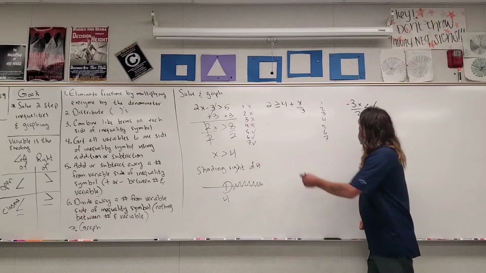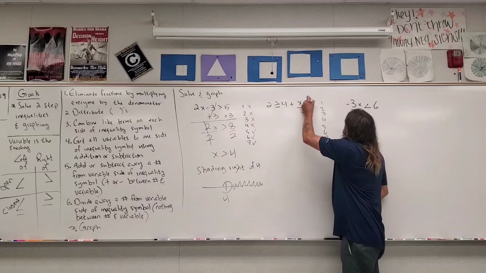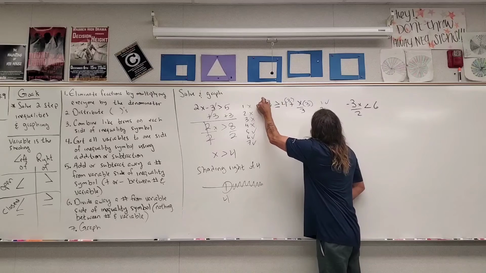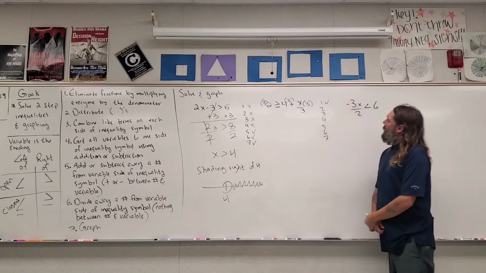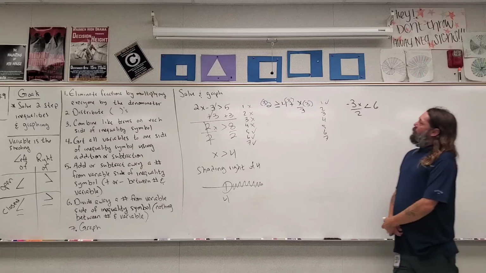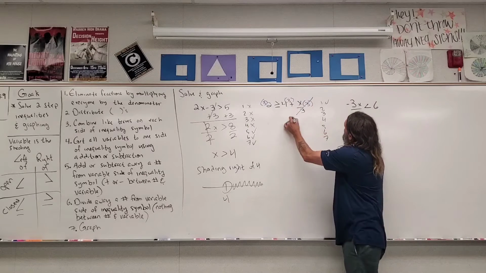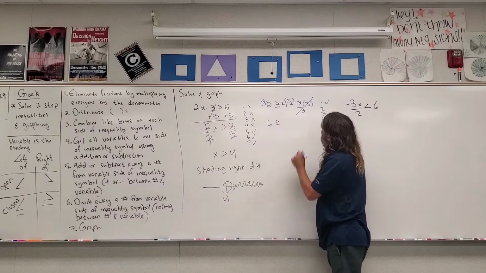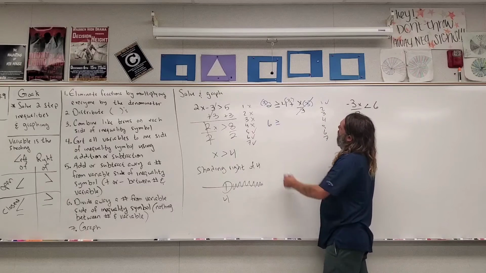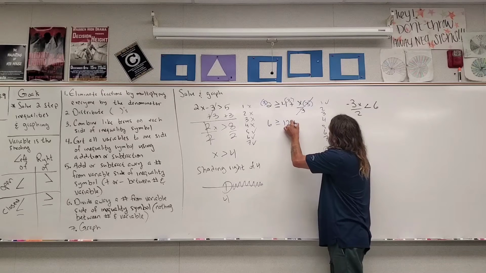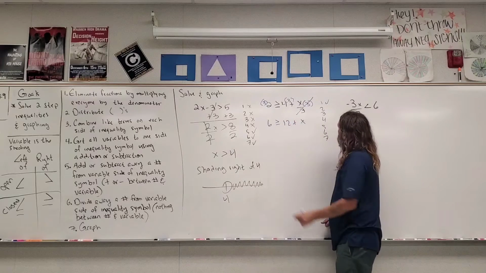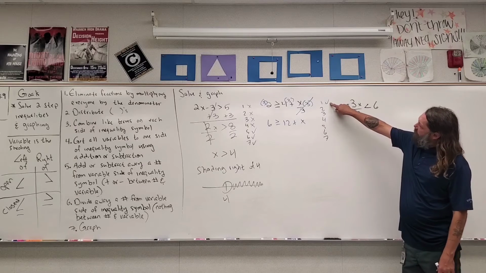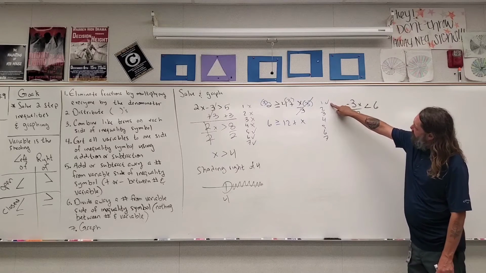So what I'm going to do is multiply this by a 3. I'm doing step 1. This by a 3, and this by 3. This is me multiplying everybody by the denominator. So that cancels out. I'm now left with 6 is less than or equal to 12 plus, those cancel out, and now I'm just left with my x. Okay, so that's how I do step 1. Eliminate fractions by multiplying everyone by the denominator.